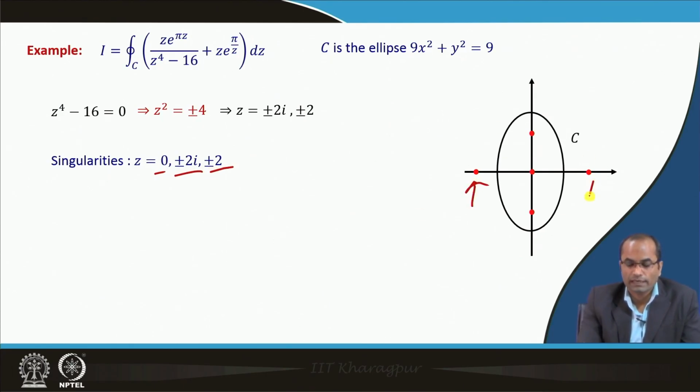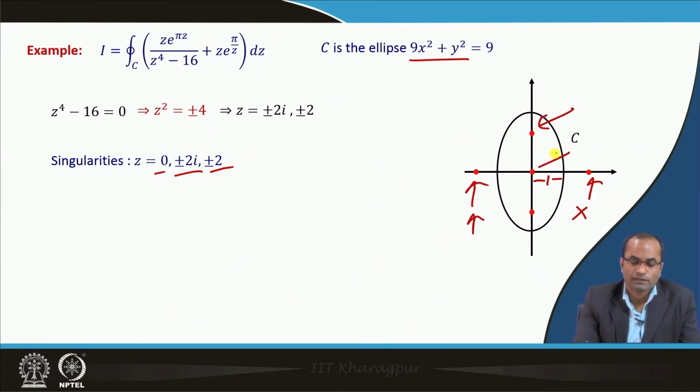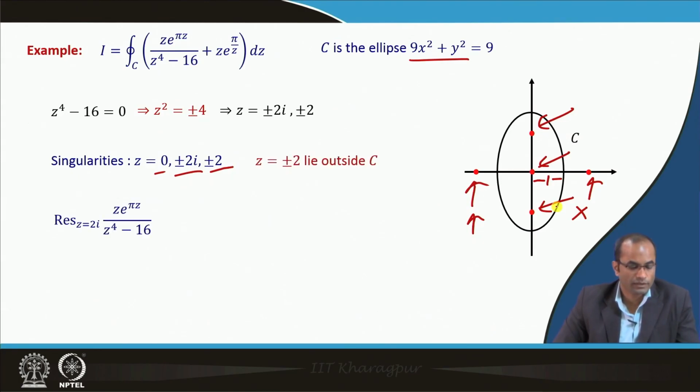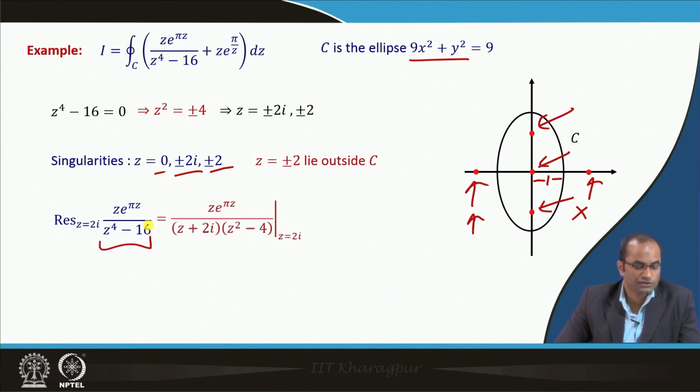These two lie outside, because z equal to 2, and here this distance is coming as 1 only. So, this is outside the domain, and therefore these two will not be considered. We have the 3 points where the residue has to be evaluated. Okay. So, first for the first function, z e^(pi z) over z^4 minus 16.